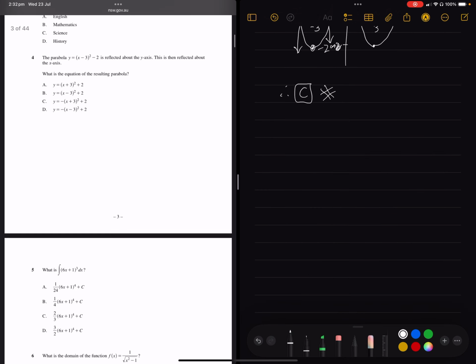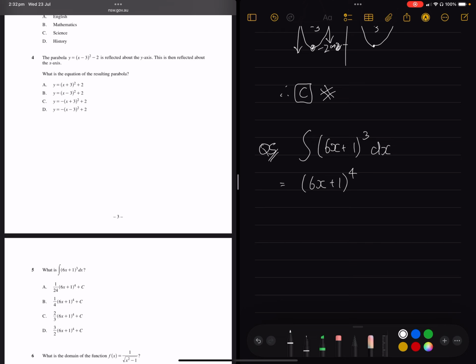All right, last question for this video, question 5. We have the integral of (6x plus 1) cubed dx. So for this one, this is a known integral rule, so the whole power of the linear term is going to increase. So we will end up with (6x plus 1) to the 4.